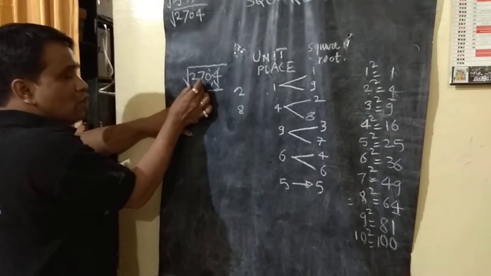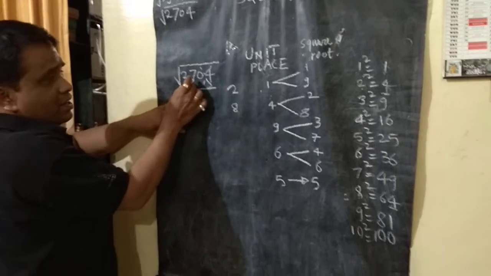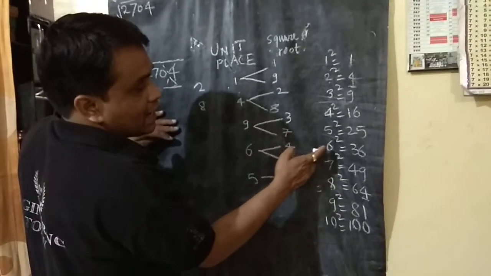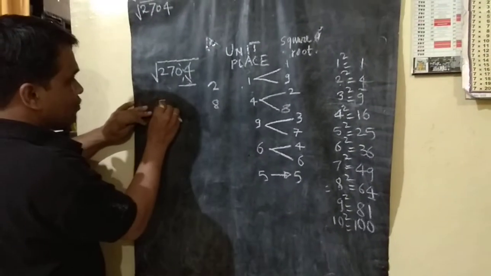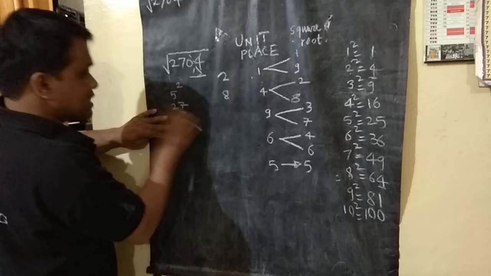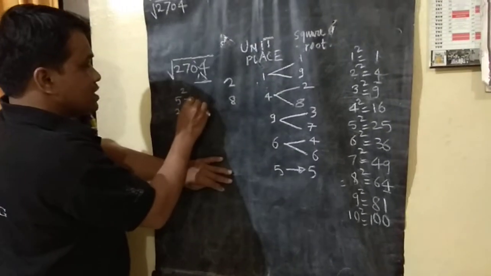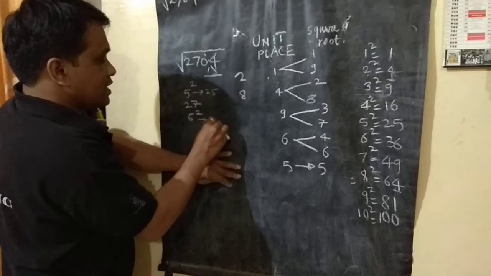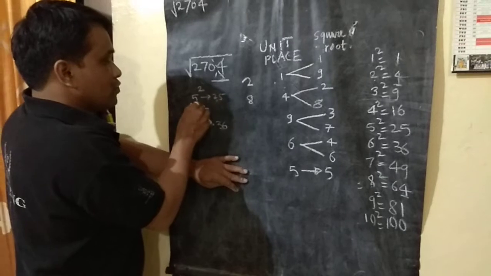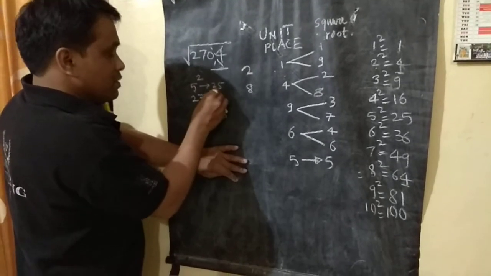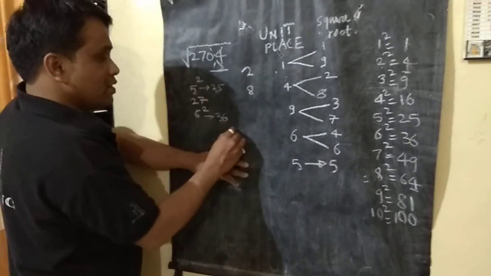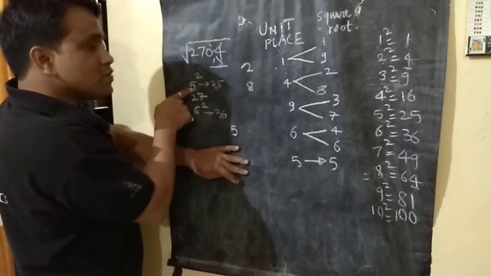This is 27. Now what you have to do? This 27, you need to check where it falls. This 27 falls between 5 square and 6 square. Now 5 square is 25, 6 square is 36. Then take the smaller number. Here is 25, 5 square is 25. Now we are going to consider this number 5. Square root of this 25 is 5.